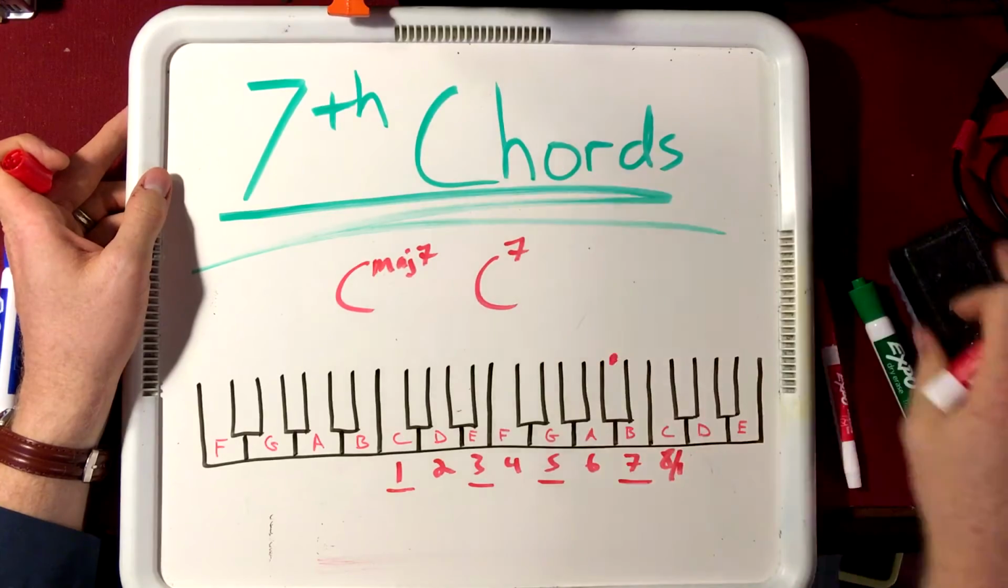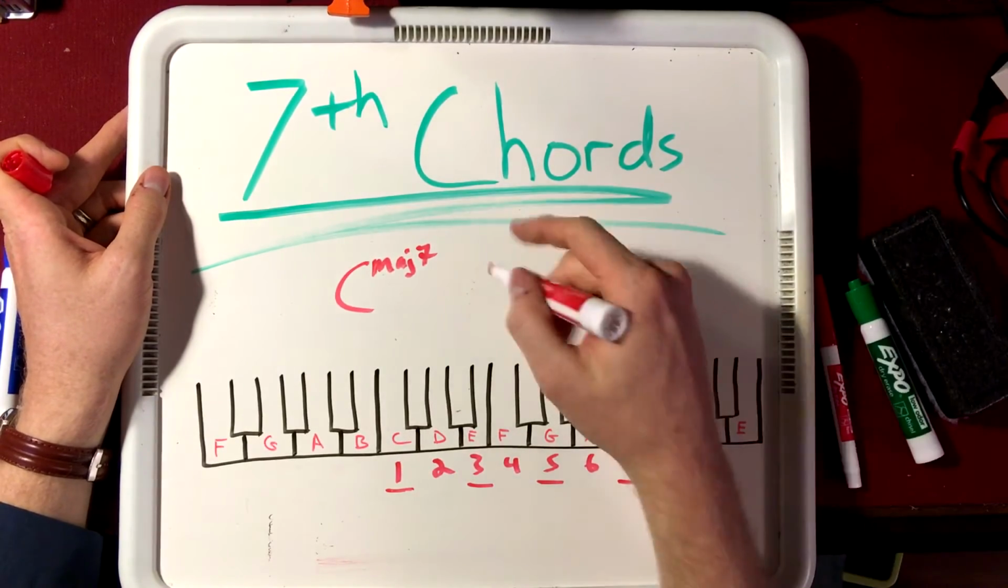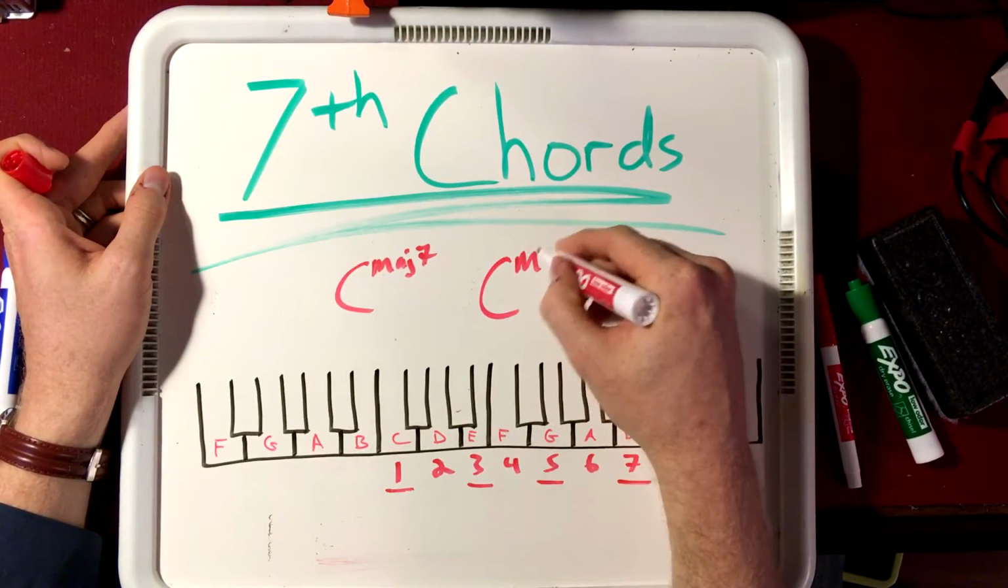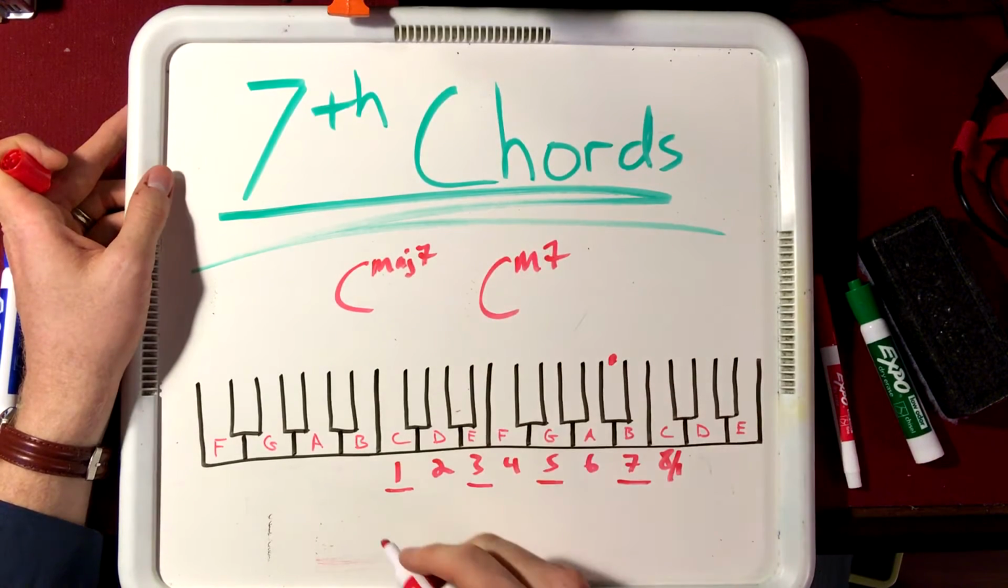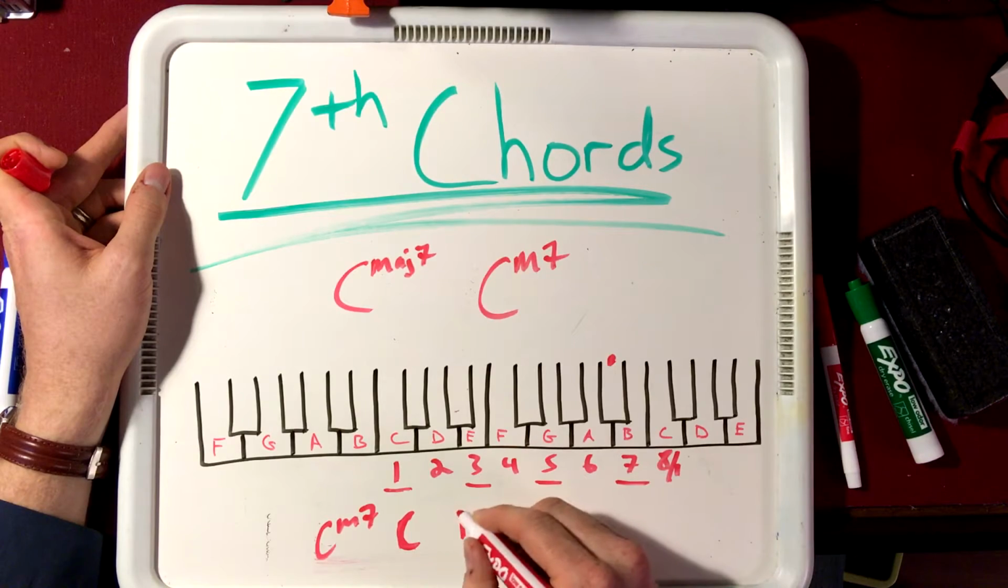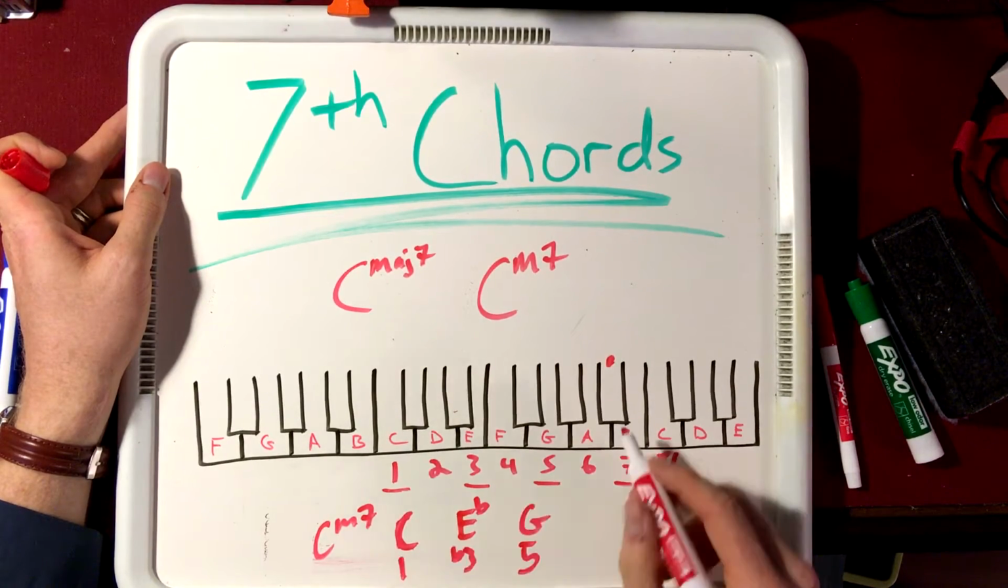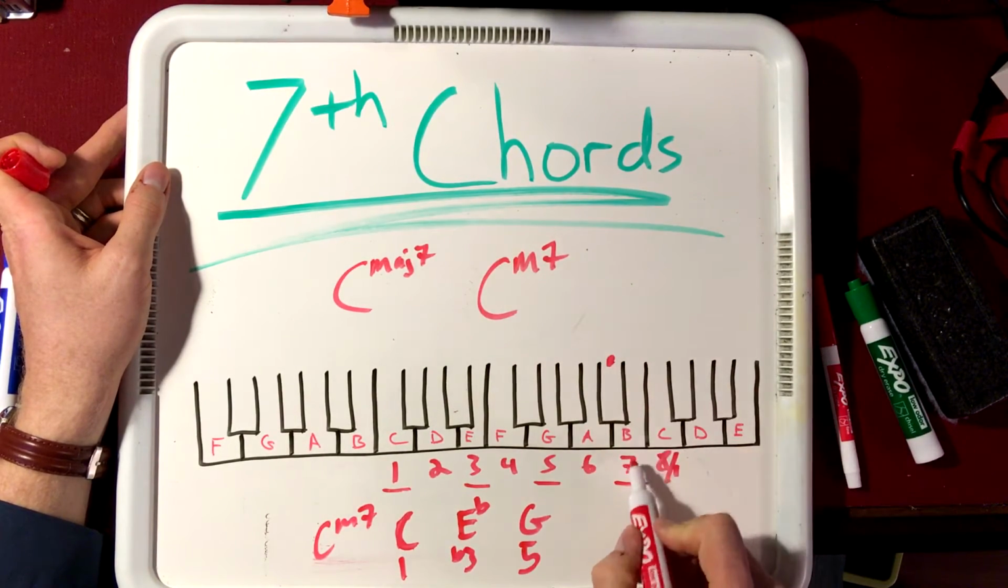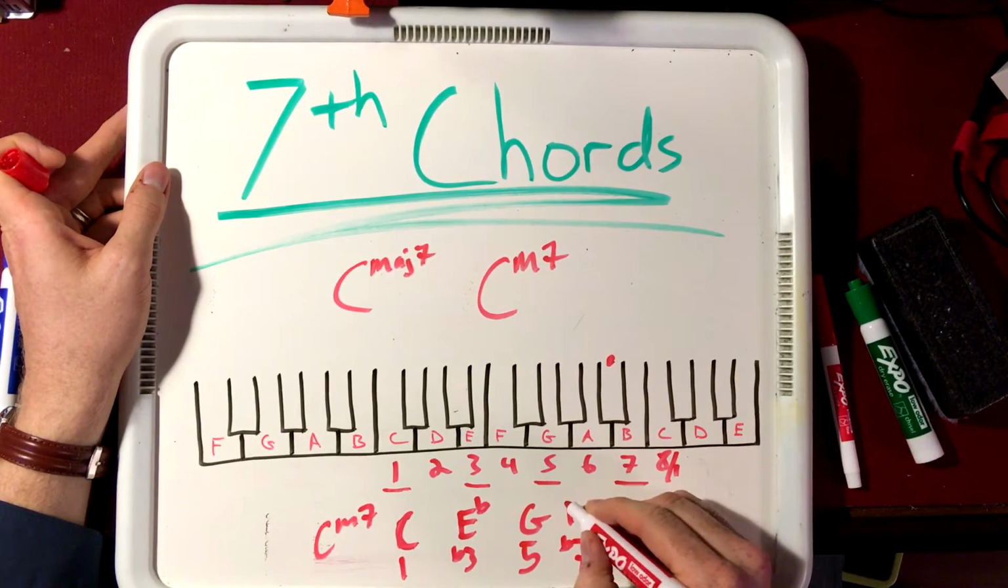Say you may see a chord that looks like this. It is a C minor 7. The C minor tells us that we're playing a 1, a flat 3, and a 5. The 1 is C, the flat 3 is E flat, the 5 is G, and then our 7 here, remember, is the flat 7, which is B flat.